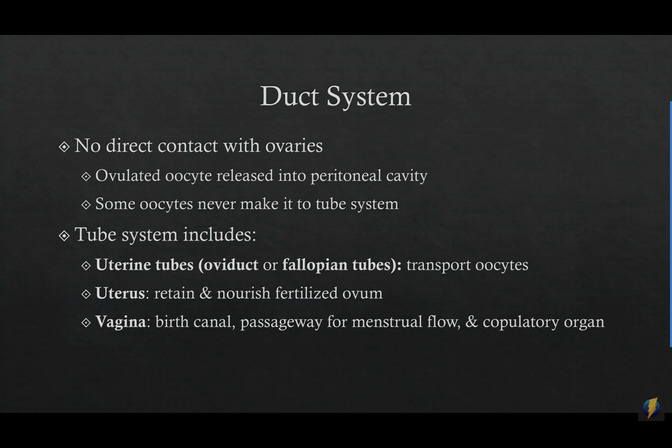In terms of the duct system, the first part of this is the uterine tubes. Sometimes they're referred to as oviducts or fallopian tubes. That's what's actually going to move these oocytes. The uterus is then what grabs onto and nourishes the ovum once it has been fertilized, and then the vagina serves as the birth canal, the passageway for the menstrual flow, as well as serving as the copulatory organ for the female reproductive system.